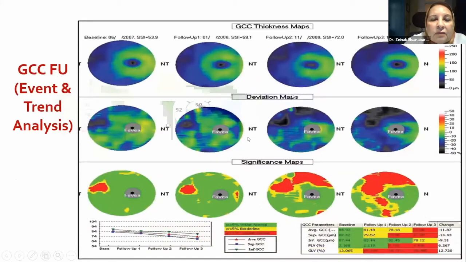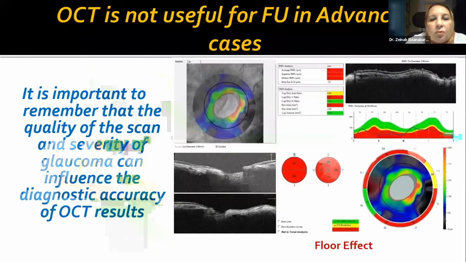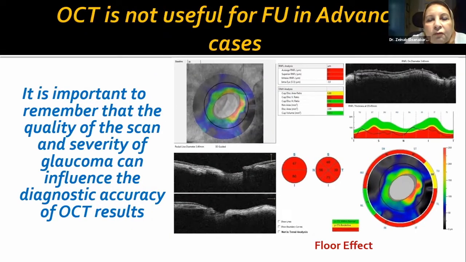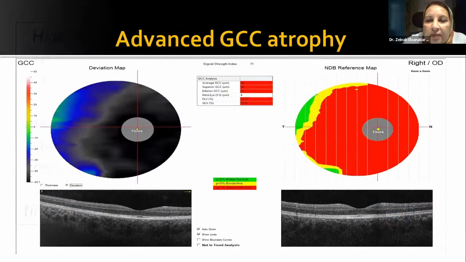Ganglion cell complex gives us also the trend analysis for the average, superior, and inferior, and an event analysis for the increasing focal affection. However, we should always be careful that we can't use OCT for follow-up in advanced cases, as the quality of the scan and the severity of glaucoma will influence the accuracy. And also we have this floor effect. The floor effect doesn't mean a zero thickness, because we have the effect of the connective tissue cells and the Müller cells, but it will not show any significant change after that, as we see also in the ganglion cell complex.